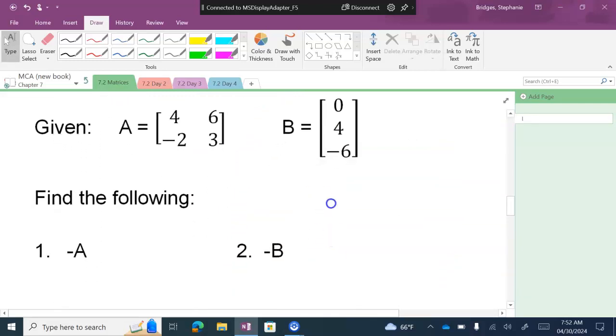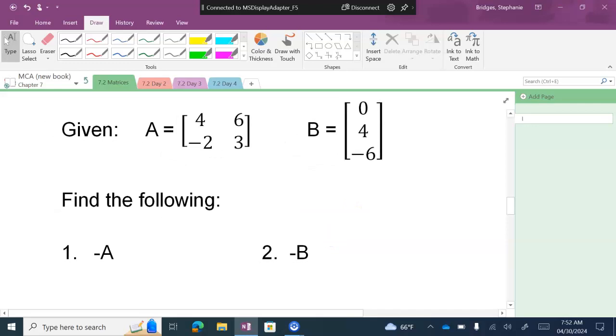All right, 2 new matrices. We're going to find the following. If you'll take a minute, write those 2 matrices down. I will explain what that means.